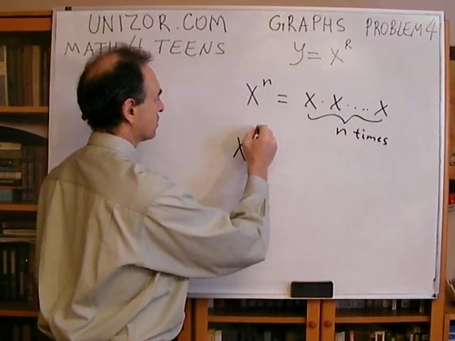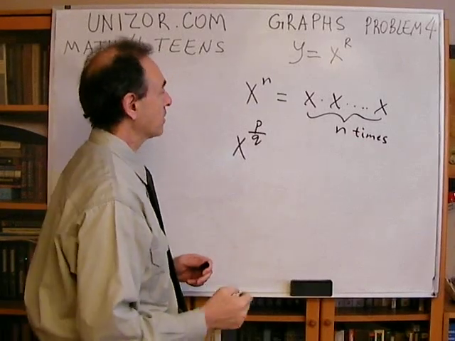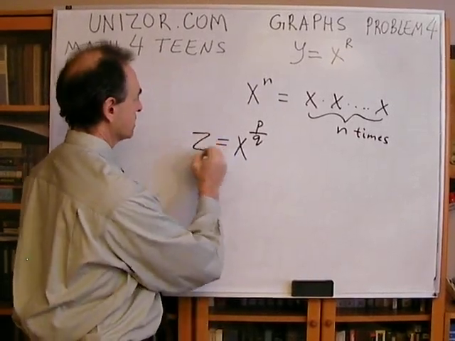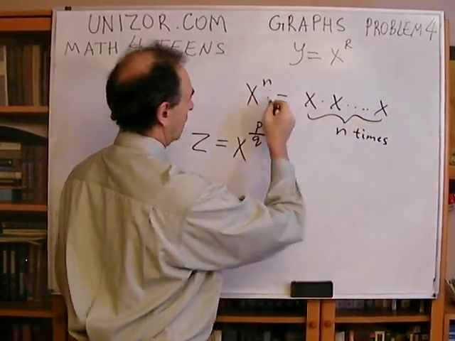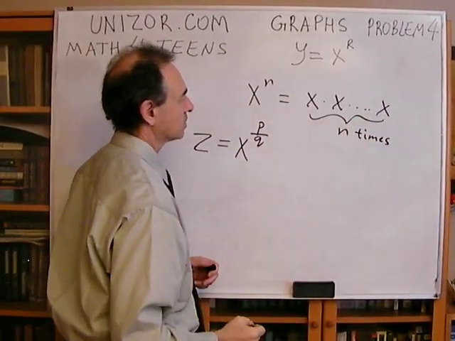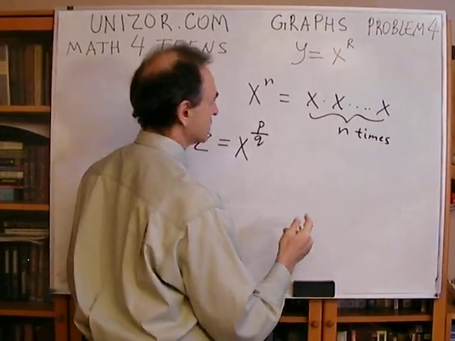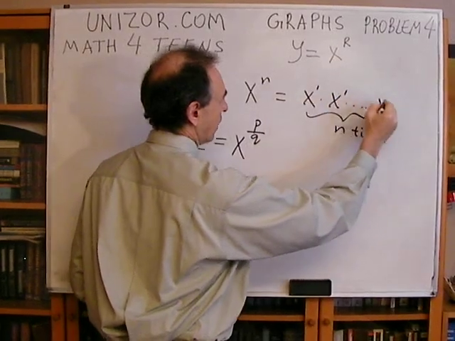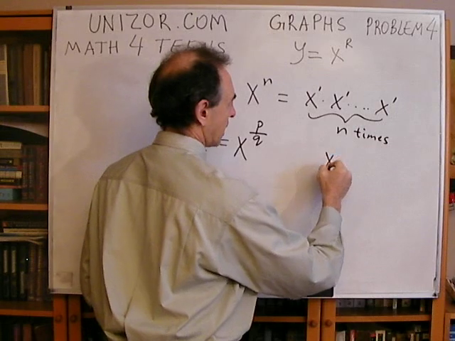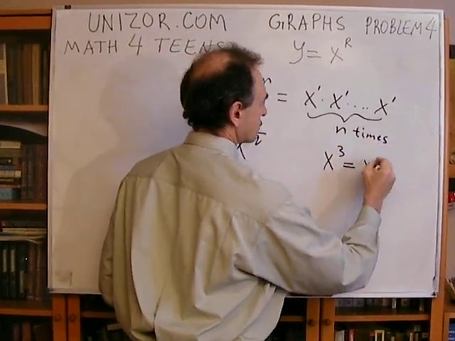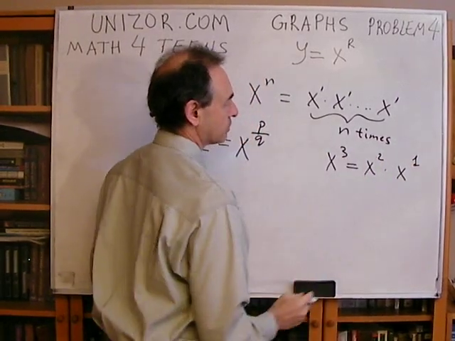Now, what about rational power? What if it's x to the power of p over q? What is this? Well, let's think about it this way. Let's call it z. We know that x to the power of n is equal to x multiplied n times. So basically, these powers are added. For instance, x to the power of 3 is equal to x to the power of 2 times x to the power of 1. 2 plus 1 is equal to 3.